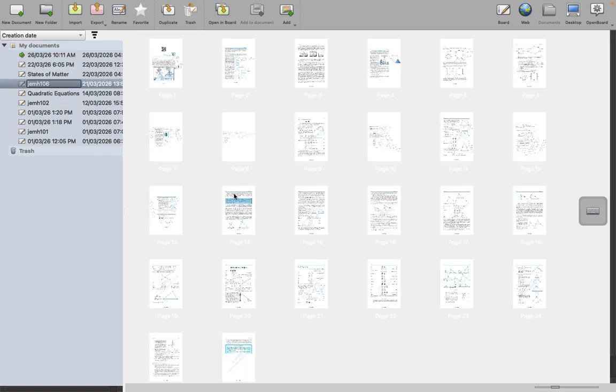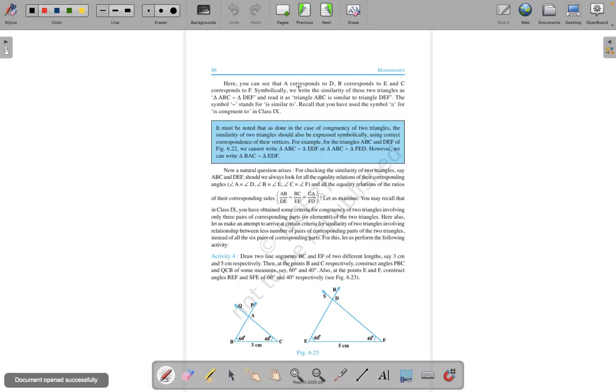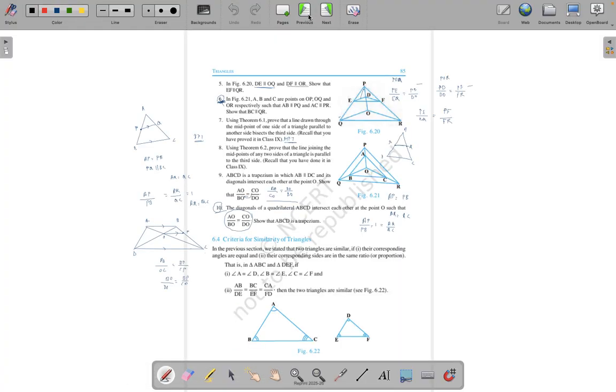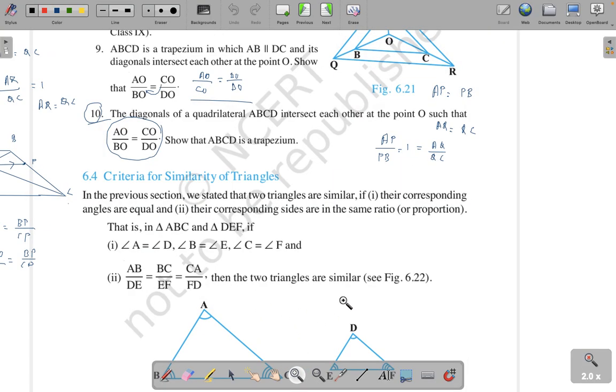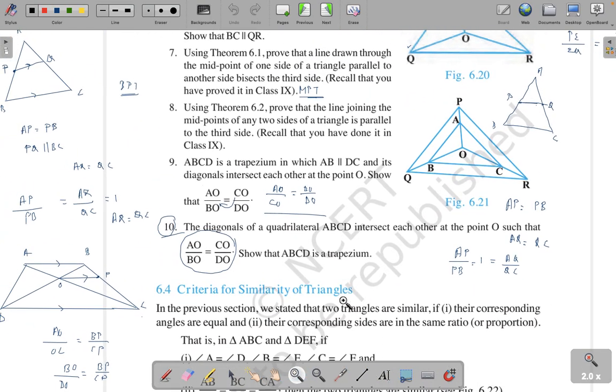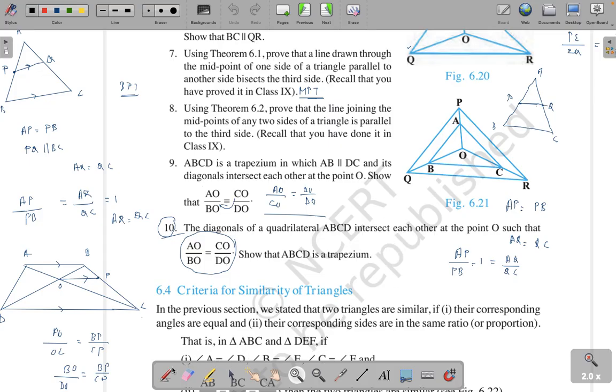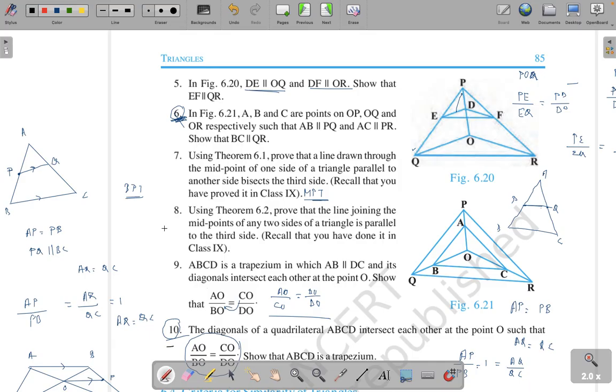Just continue with where we left. Okay, any doubts still here? Were you able to solve these questions? Okay.